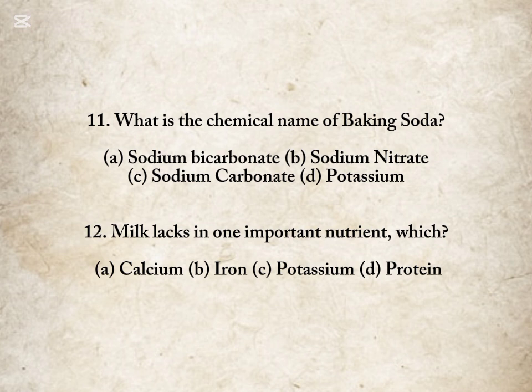11. What is the chemical name of baking soda? A. Sodium bicarbonate. B. Sodium nitrate. C. Sodium carbonate. D. Potassium. The correct option is A. Sodium bicarbonate. 12. Milk lacks in one important nutrient, which? A. Calcium. B. Iron. C. Potassium. D. Protein. The correct option is B.